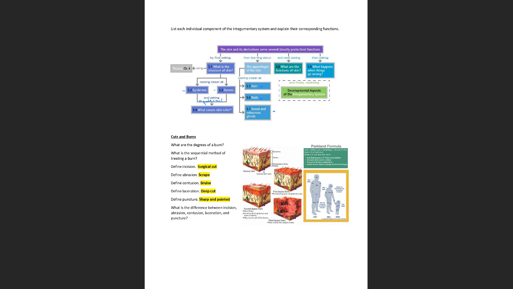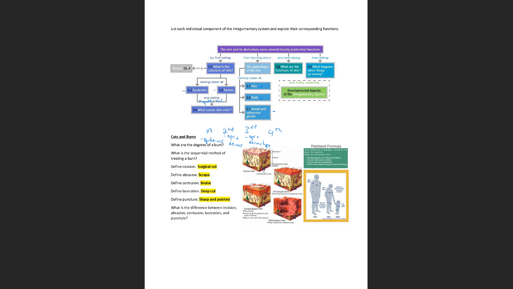Now, burns. What are the degrees of burns? We have first degree, second degree, third degree, and we can even have fourth degree. First degree is just epidermis. Second degree is epidermis plus dermis. Third degree goes all the way down to deeper tissue, so it's epidermis plus dermis plus hypodermis.